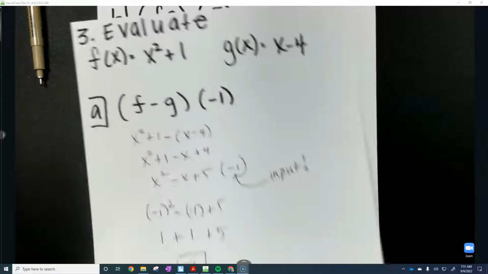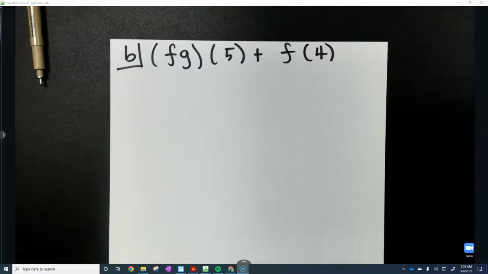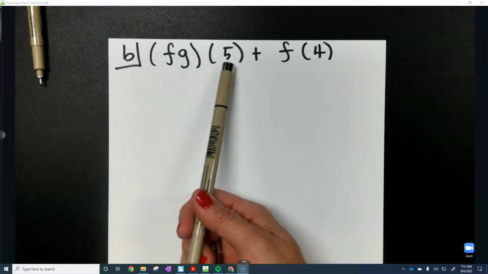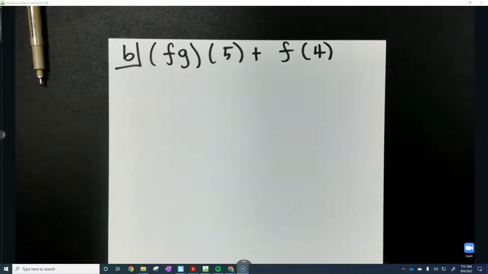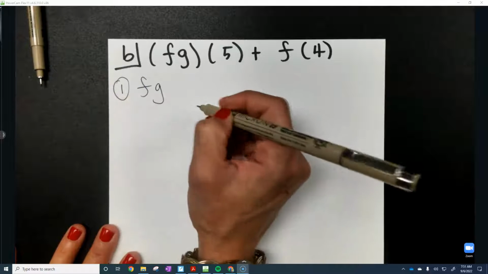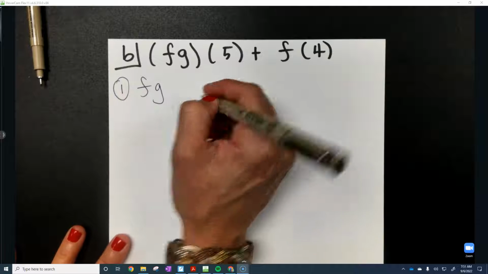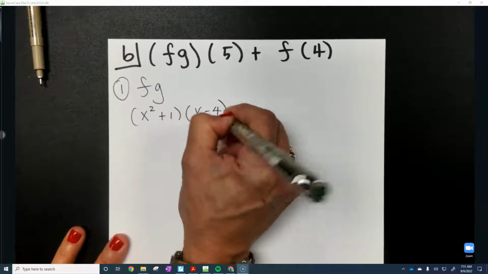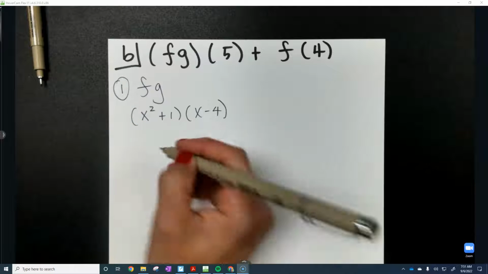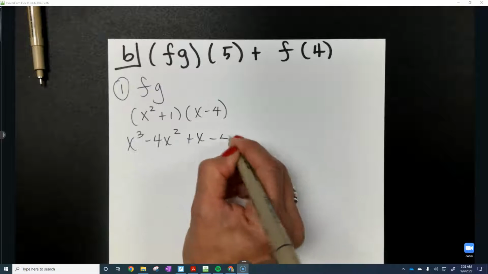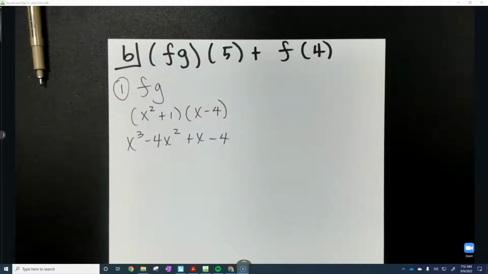All right, let's go ahead and take a look at B. So B is a compound composition, guys. You got to multiply and distribute a 5. Then you got to go back and figure out what f of 4 is and add it to that. So the first thing we're going to do is we're going to multiply f times g. And remember, this is going to be x squared plus 1 times x minus 4. So we're just going to FOIL again, guys. So check your foiling, double check your signs.